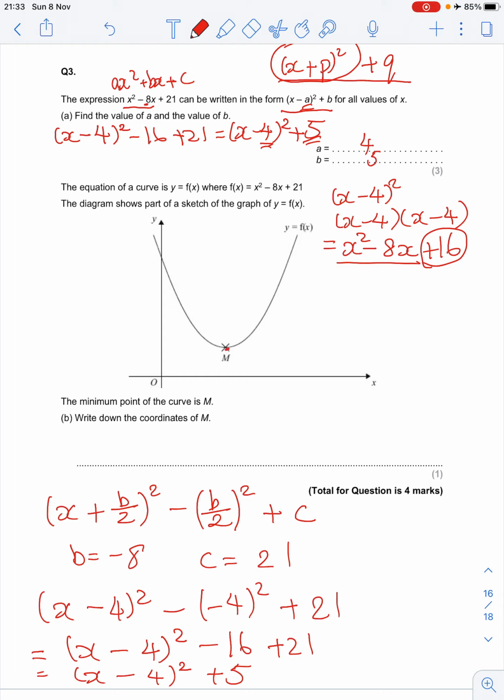The minimum point of the curve is M. So the minimum point is this point here. This is the lowest point. So write down the coordinates of M. By completing the square, it tells us the minimum point of x minus 4 squared plus 5. So this is y equals x minus 4 squared plus 5. So we want to find out what the minimum value y could be.